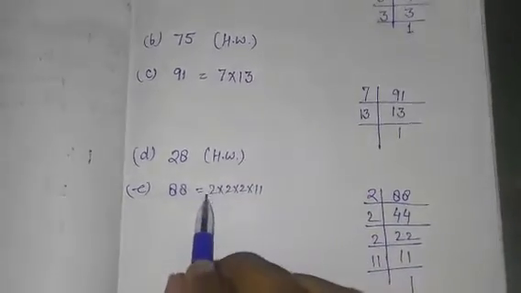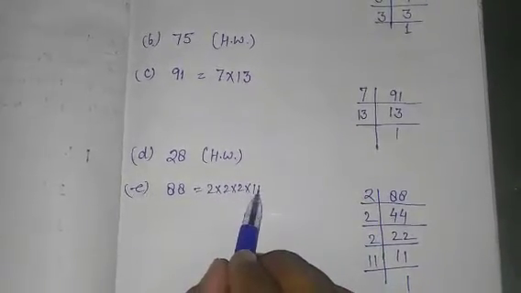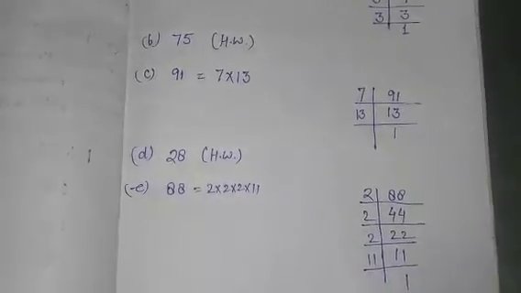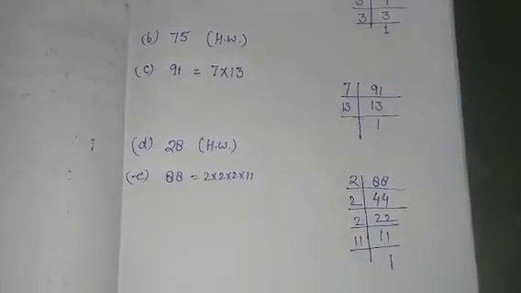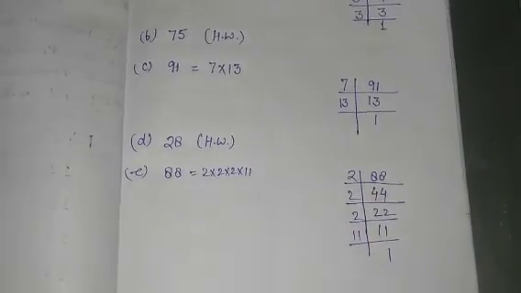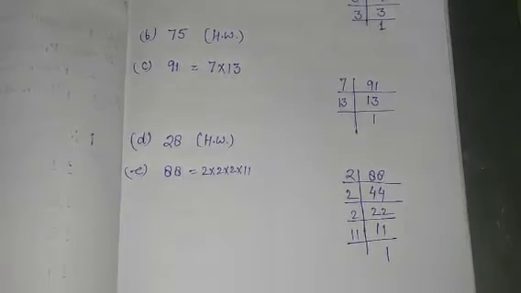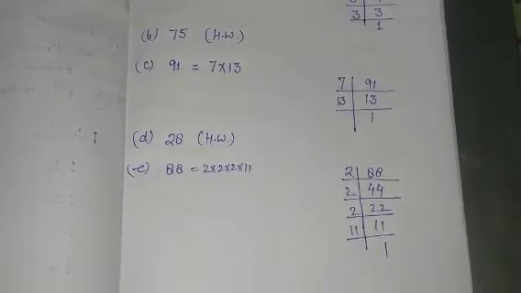So here you can check the answer. 2 2s are 4, 4 2s are 8, 8 11s are 88. Clear students? So that is the method based on the division method to find out the prime factors. If you have any doubt, you can ask your query without any hesitation. I am ready to reply.